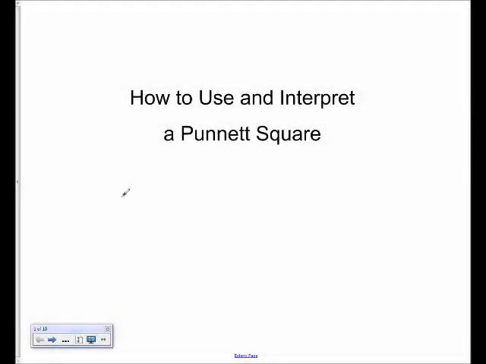Thanks for coming by. What I want to do for just a few minutes is explain how to use a Punnett square and how to interpret what is in a Punnett square once you've used it. To do that, we also need to throw around some words that you may not be familiar with, but that I use a lot when asking questions about Punnett squares and analyzing and interpreting Punnett squares.